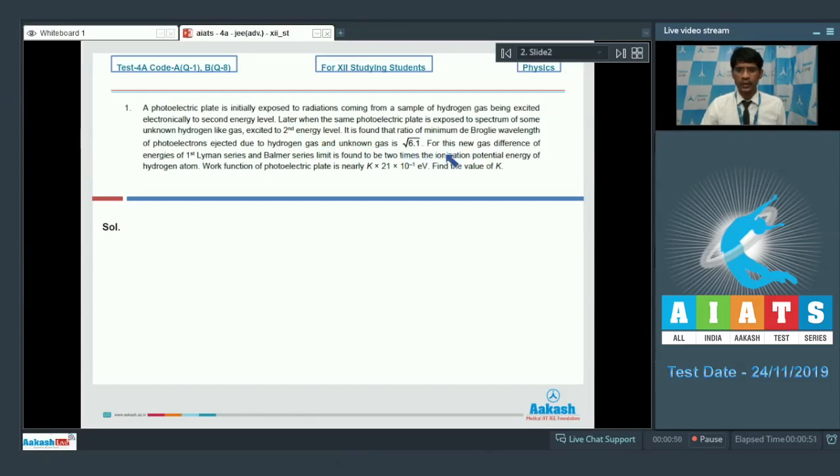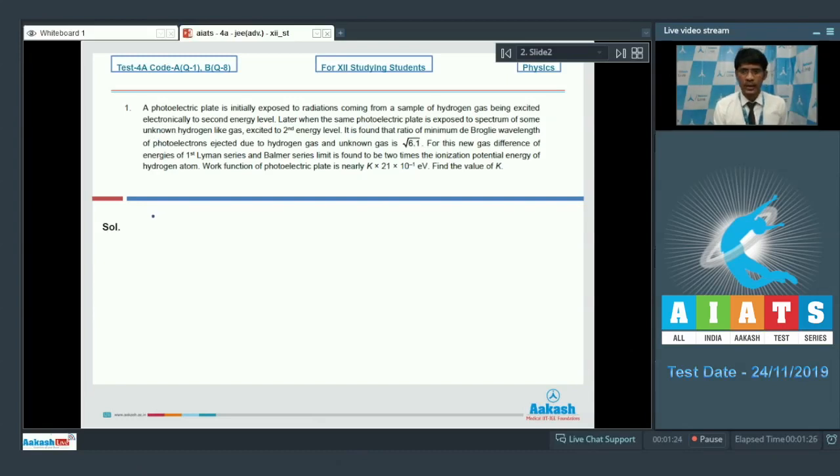For this new gas, the difference of energies of first Lyman series and Balmer series limit is found to be 2 times the ionization potential energy of hydrogen atom. Work function of photoelectric plate is nearly K into 21 into 10 to the power minus 1 electron volt. Find the value of K.